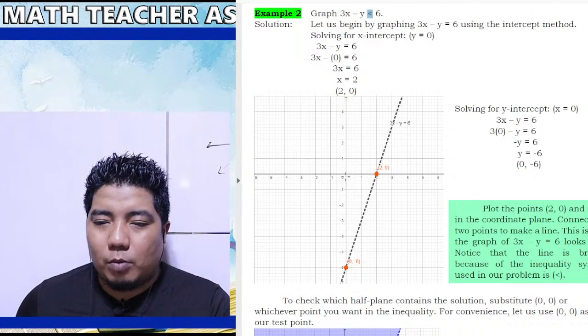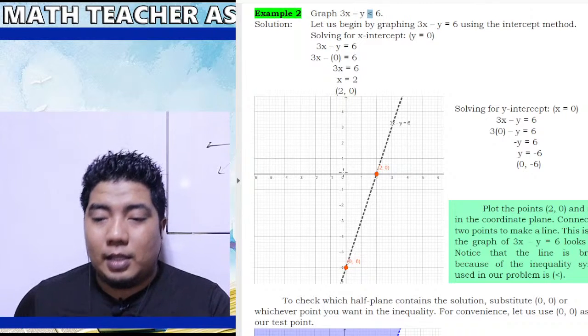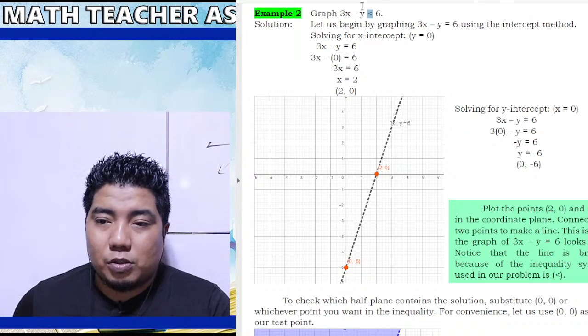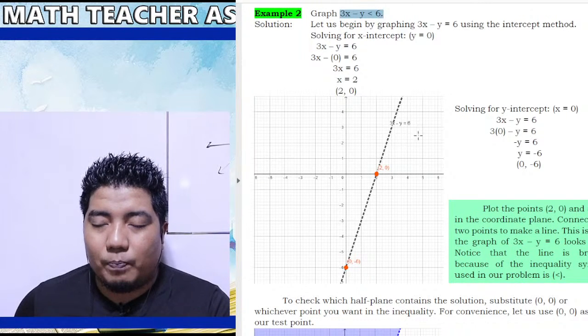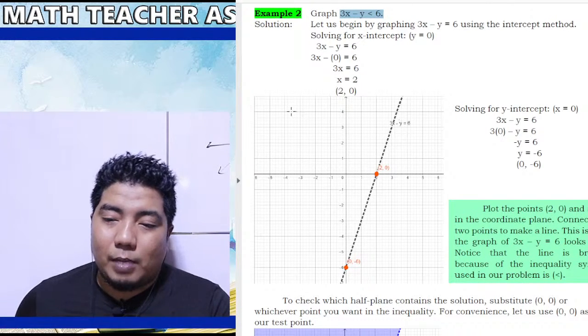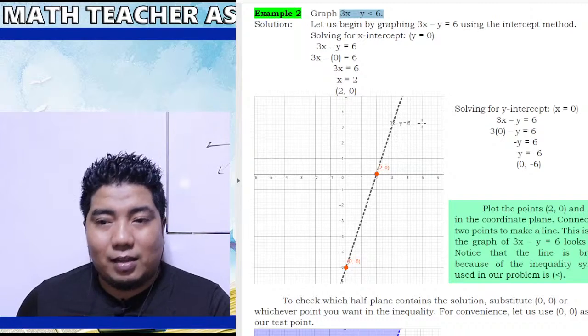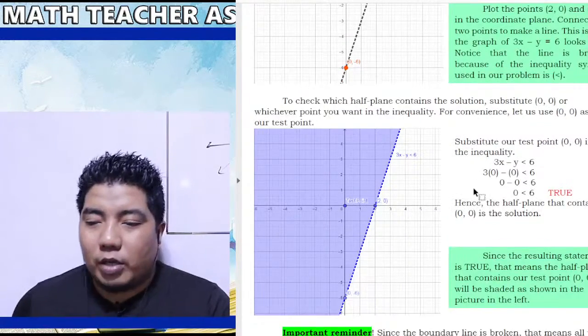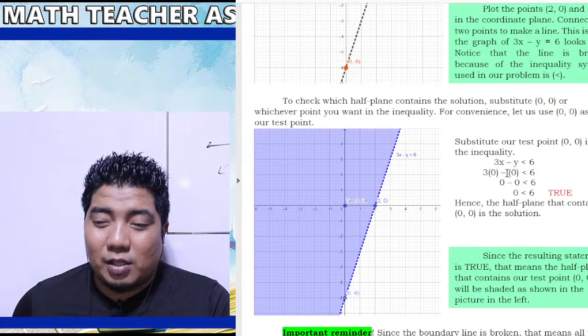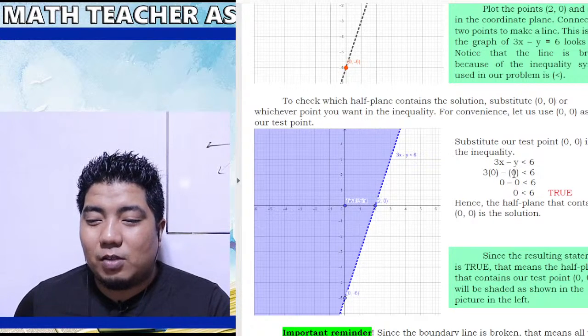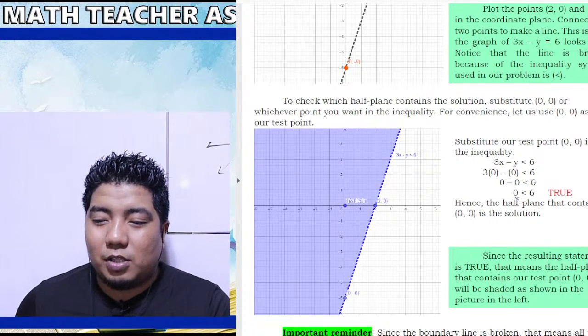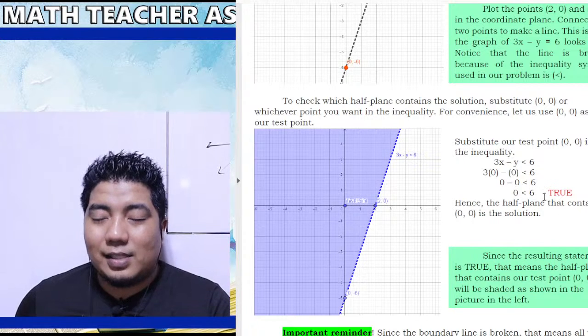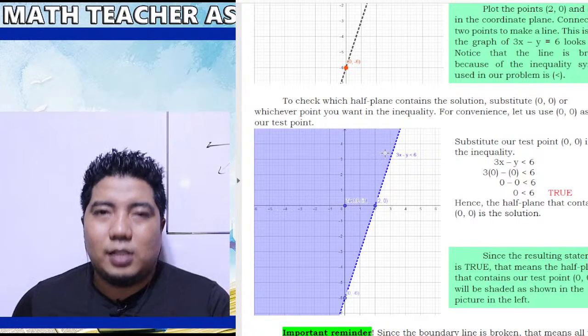What you will do, since our 0, 0 is in this part, you can use that. Okay? So, you substitute 0, 0 to the values of x and y in your given. Now, if it is a true statement, we shade here. If not, then we don't. Okay, so now, we substituted 0, 0. So, we have 3 times 0 minus 0. So, 0 minus 0 is 0. Is 0 less than 6? Yes, that is true. 0 is less than 6.